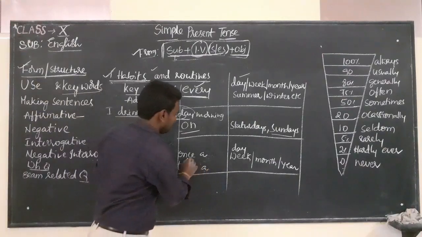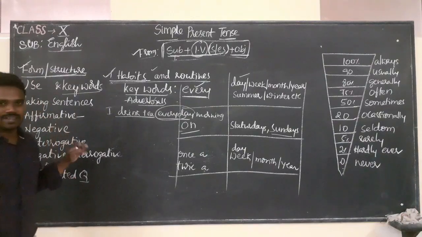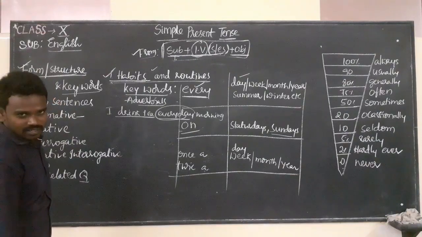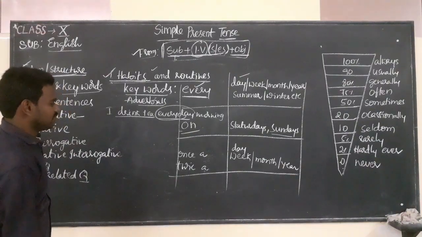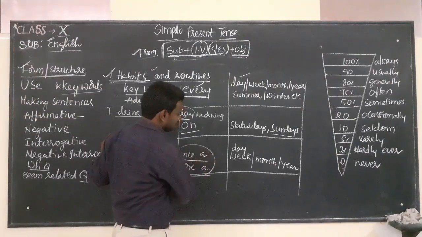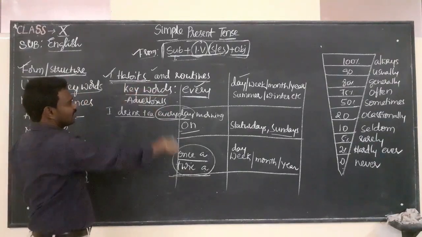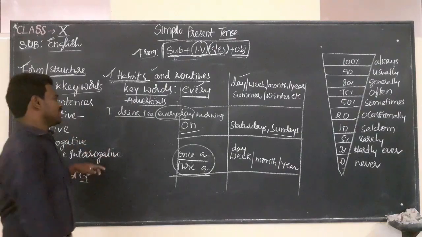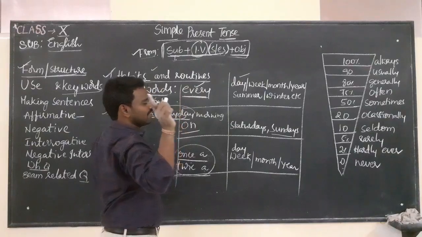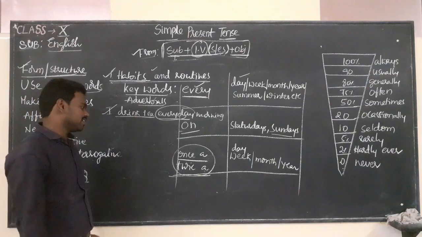Once a week, once a month, twice a month. For example, he goes to Jaipur once in a year. Once a year, twice a year. That means his routine is to go to Jaipur. So every day, every week, every month, every year, every summer, winter. On Saturdays, on Sundays, on Mondays, on Fridays, we can say.